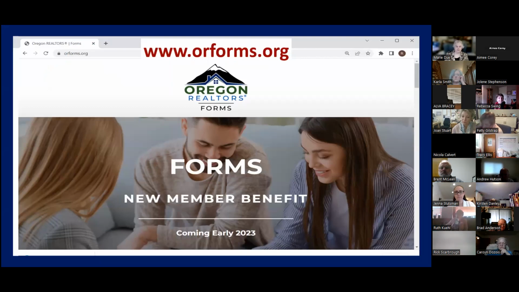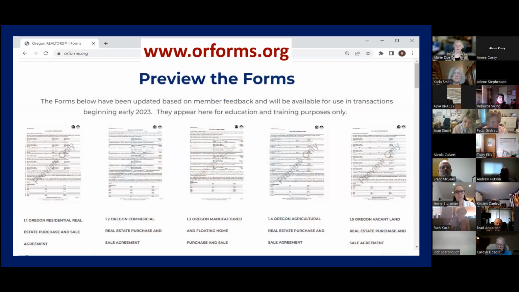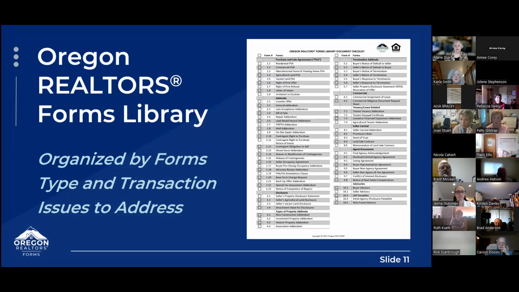Okay, new member benefit. This is a little out of date. I know the new updated slides are coming out on Friday for us teachers. That figures. It's coming in early this month. It's here. Yay. The big thing you need to remember is orforms.org. You can go in and look at the forms. This is just a sample of it. I'm going to skip through this because you have full access to all of the forms. And like I said, take a transaction that you did earlier, get onto the forms, and see what happens.